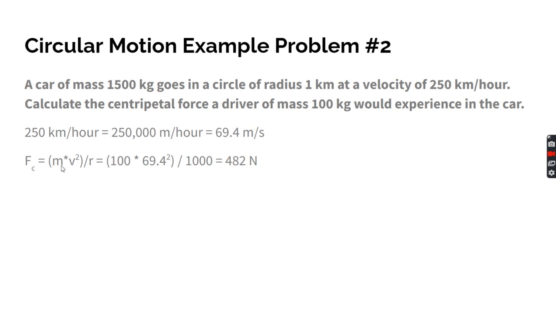So you can set up the equation with F equals ma, or F equals m v squared over r. You can plug in the numbers right here, which is 100 for mass times the velocity squared divided by the radius, and you get 482 newtons for the centripetal force. And it's important to understand here that some information they give you may be useless, like this car of mass 1,500 kilograms. You're talking about the driver, so that doesn't actually matter. And so it's important to keep that in mind when solving questions.